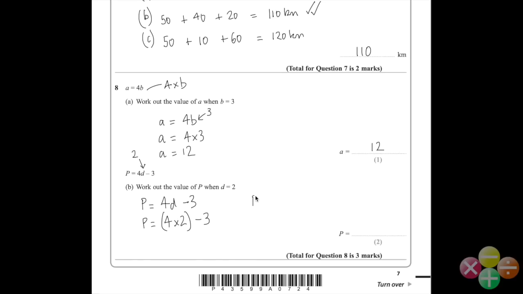And remember BODMAS tells me that I need to do brackets first. So 4 times 2 is 8. Then I can subtract my 3 and it leaves me 5.